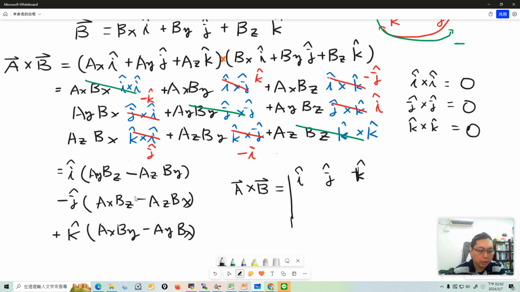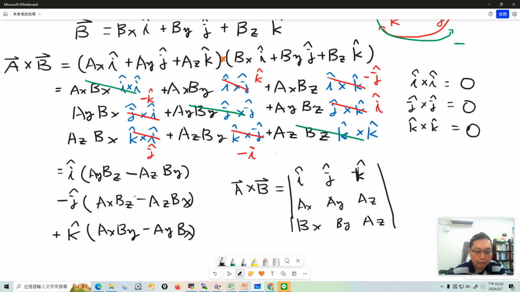IJK, right? The first row is IJK, the unit vectors of the x-axis, y-axis, and z-axis. The second row is AX, AY, AZ, and the third row is BX, BY, BZ. If you want A cross B, you must write the A vector first and the B vector second. But if you want to calculate B cross A, you have to write the B vector first and the A vector second. Right now it's A cross B, so write A first and B second.